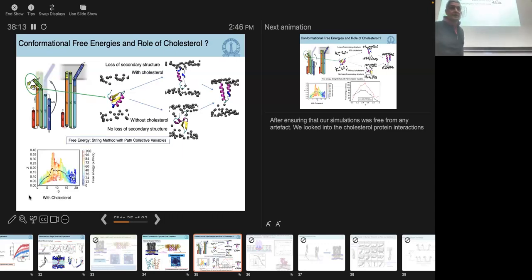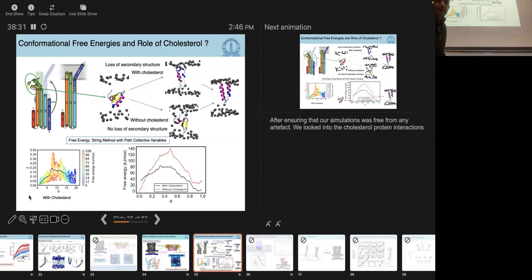And then we do the string method with path collective variables. The collective variable space involves two coordinates, Z and S, which involve information from the entire path and hence are known as path collective variables. And this is the free energy landscape that you see. If you plot this in a 1D space, this is the free energy as a function of going from one end to the other end. This is the kind of information that you get.